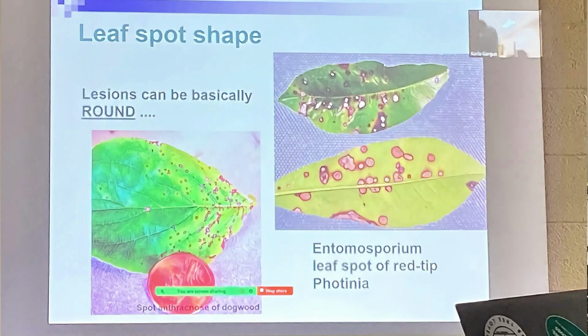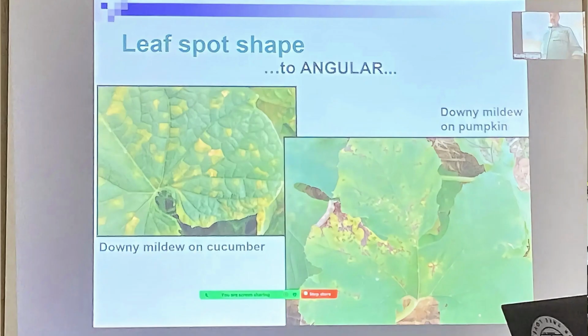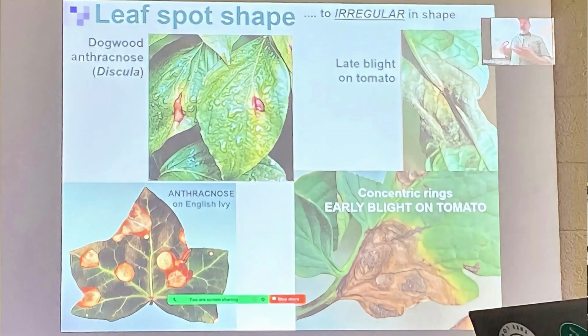Leaf spot shape. Lesions can be basically round. Leaf spot of red tip Photinia. Leaf spot shape can be angular. Downy mildew on cucumber. Downy mildew on a pumpkin. Leaf spot shape can be irregular. Dogwood anthracnose. Late blight on tomato. Concentric rings, early blight on tomato.